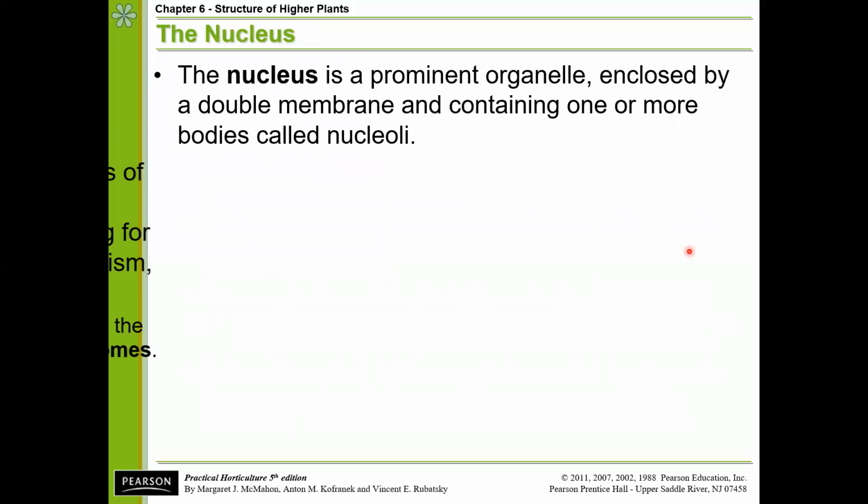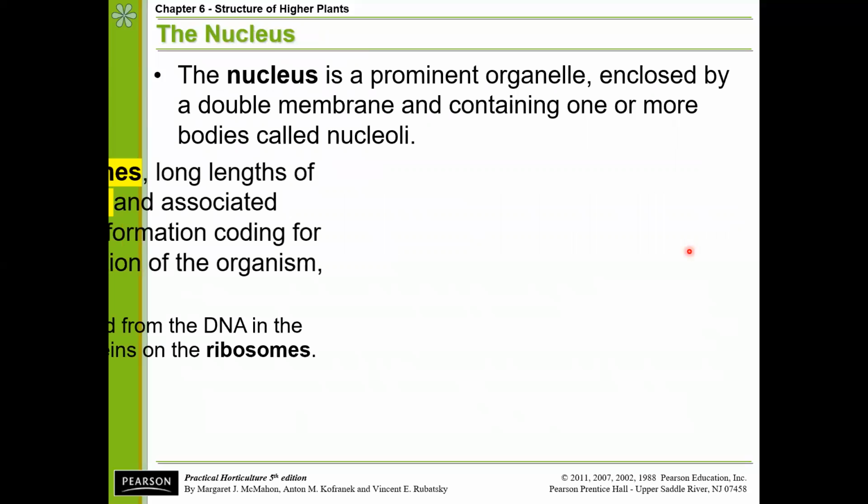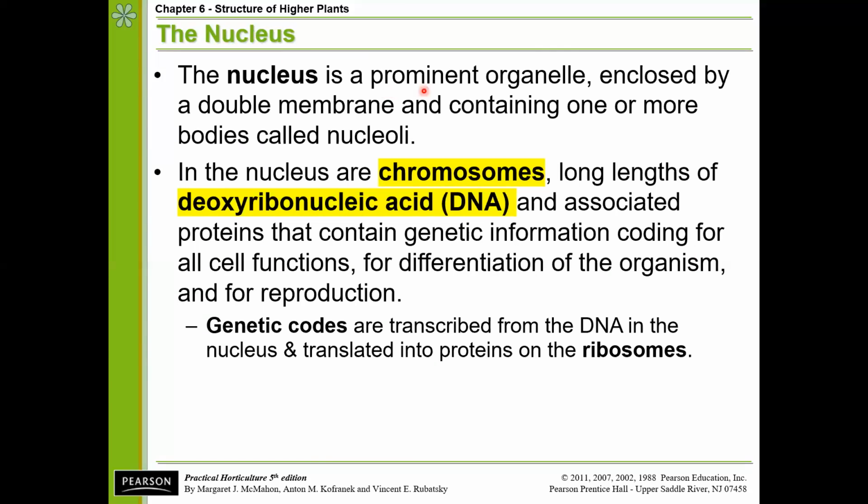We mentioned the nucleus is our brain of the cell, and that's where basically most of the DNA is stored within chromosomes. So DNA, deoxyribonucleic acid, is kind of our directions, the genetic code for how everything is transcribed from DNA and then translated into proteins.